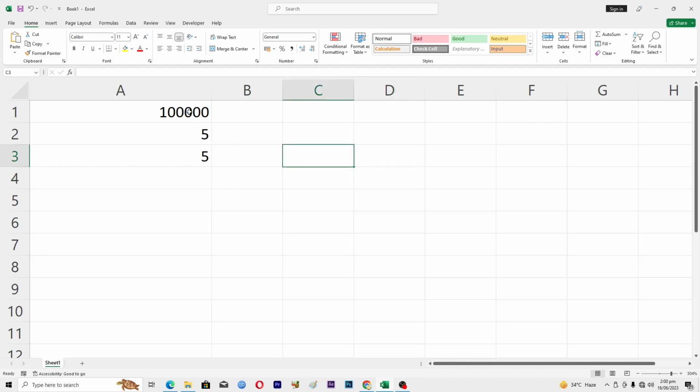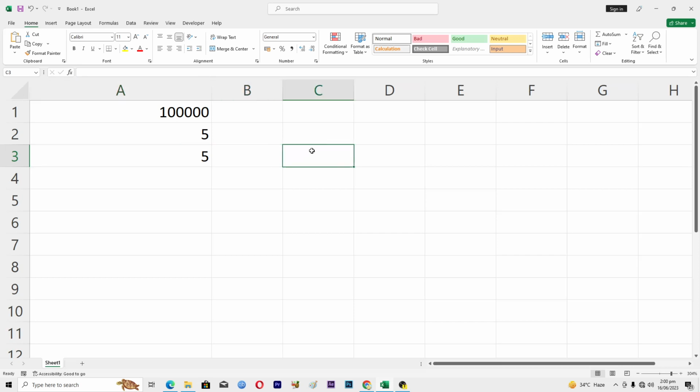So this is our loan amount. This is the interest rate on the loan, and this is the 5 years for which we have to return the loan.